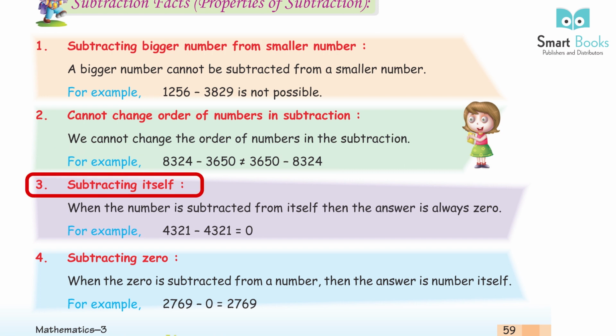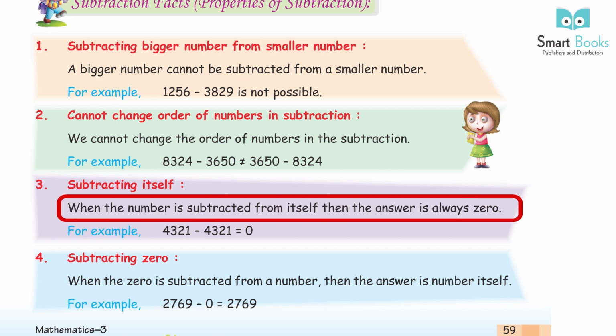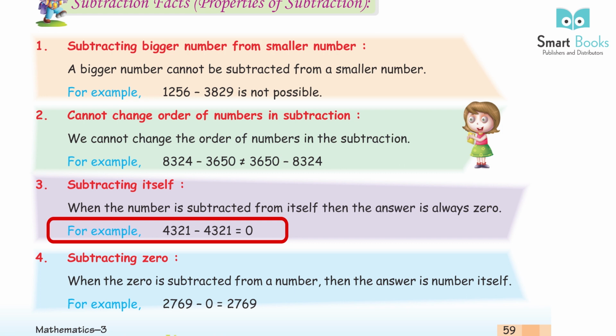3. Subtraction itself. When the number is subtracted from itself, then the answer is always 0. For example, 4321 minus 4321 is equal to 0.